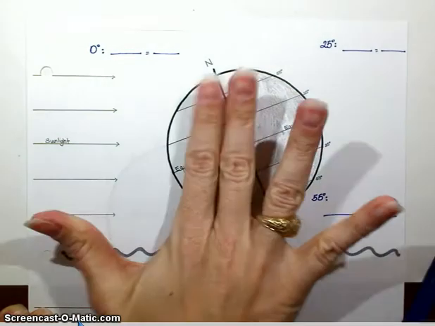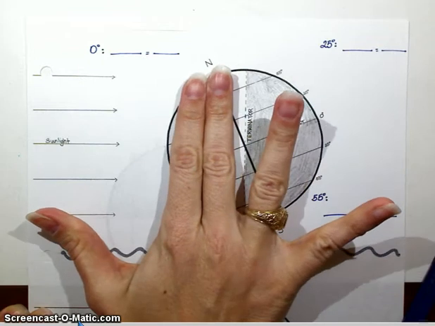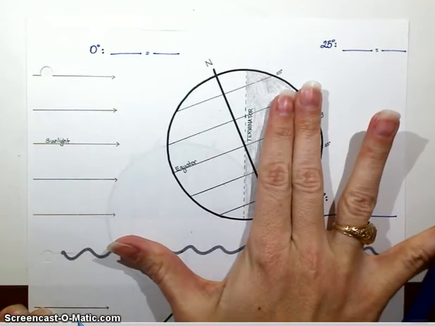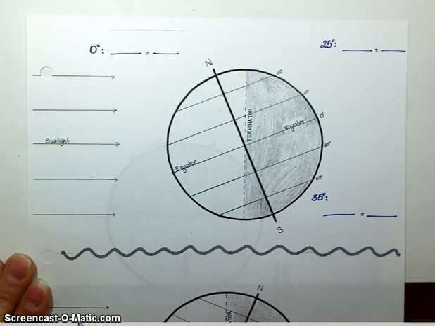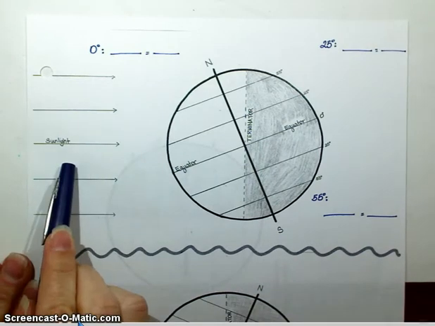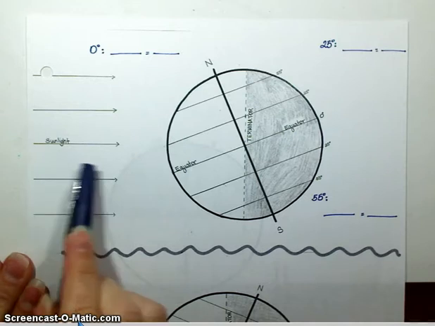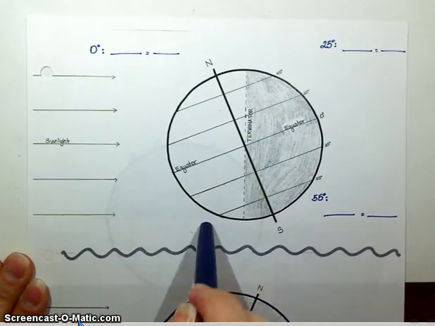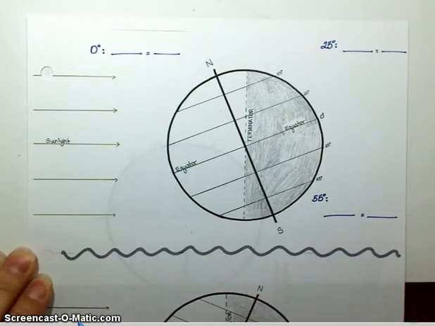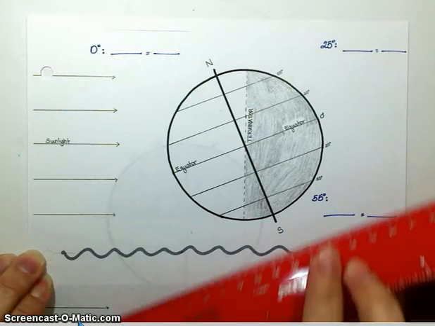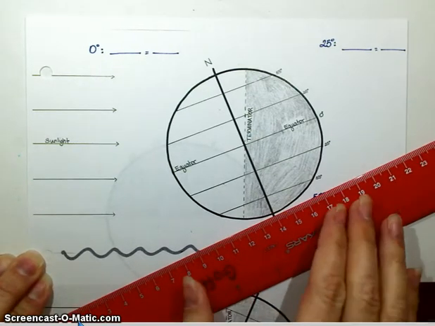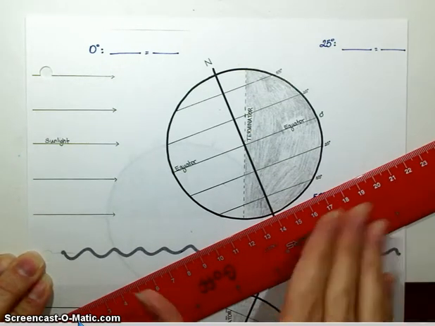So do you see that this is daytime over here? This is nighttime over here. So shaded is night. Sunlight's coming in from the left. Okay, so we've got the daytime side and the nighttime side. Now, here's the way we're going to determine just how many daylight hours we can expect at these latitudes.